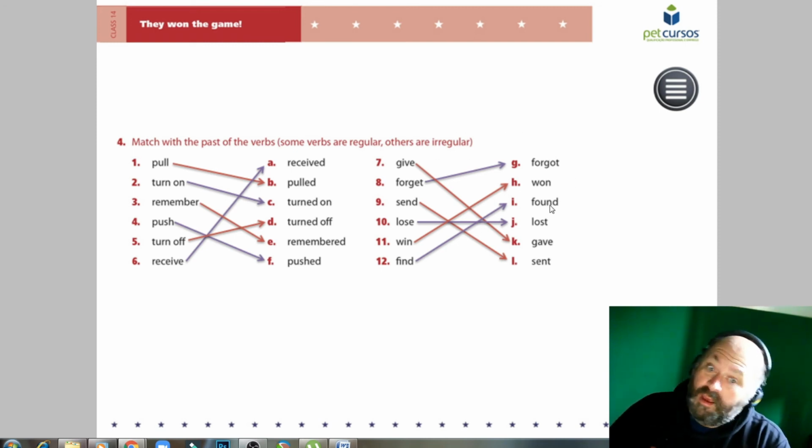Ok? Irregular verbs, they change. Let's go. Give, gave.